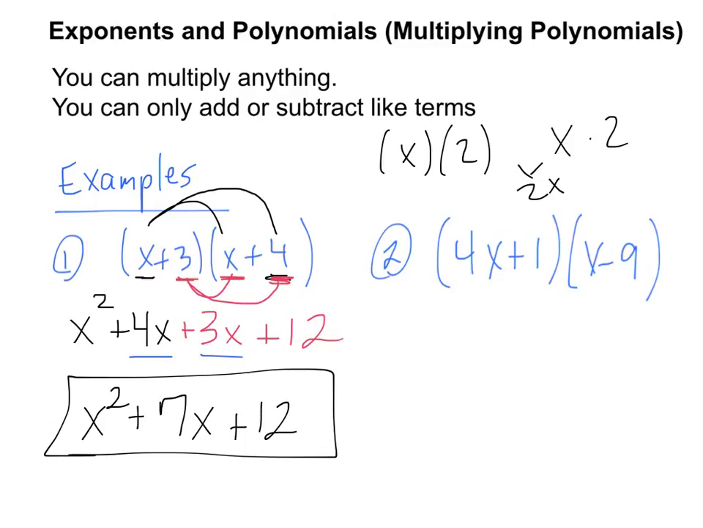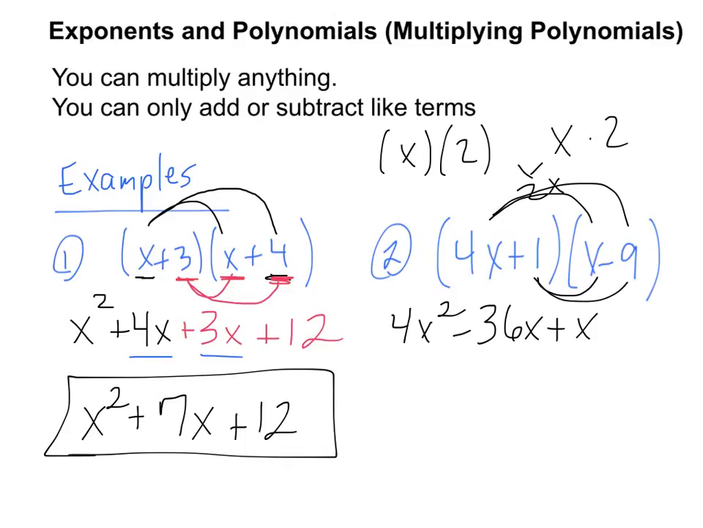Number 2, 4x plus 1 times x minus 9. Now I'm going to just multiply it straight through here. We're distributing. 4x times x is 4x squared. And you draw these lines to help you. Absolutely draw these lines. 4x times negative 9 is negative 36x. Inside terms, 1 times x is 1x. And the outside term.